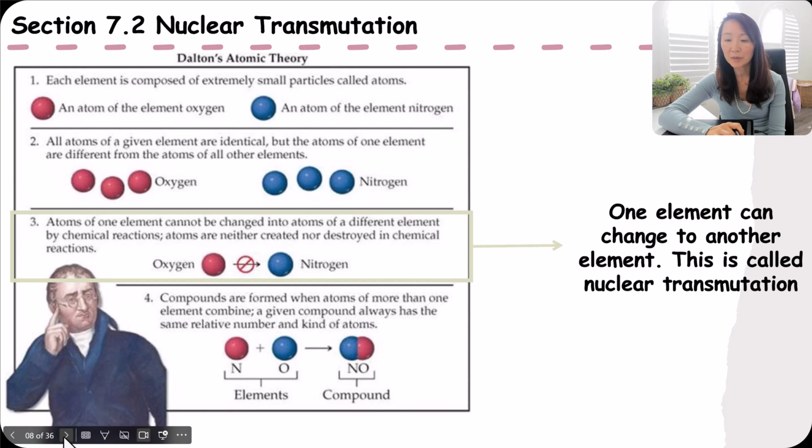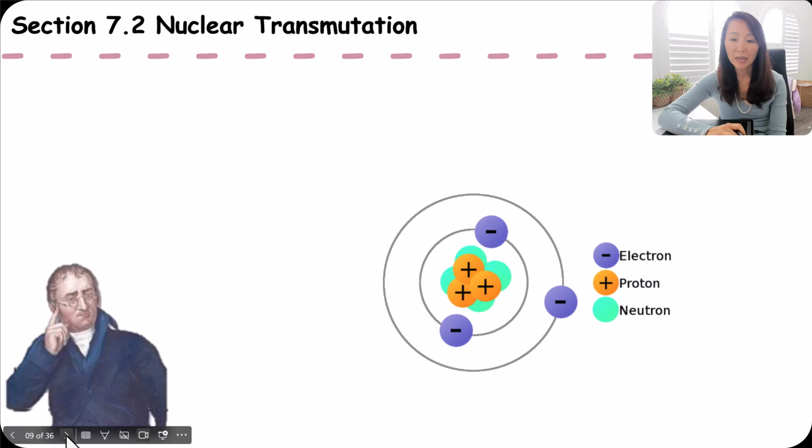And that is because of a term called nuclear transmutation that came about. Nuclear transmutation deals with particles, the subatomic particles within the nucleus. So what does that all mean? Here's an example of an element. It has 3 protons, so this must be lithium.